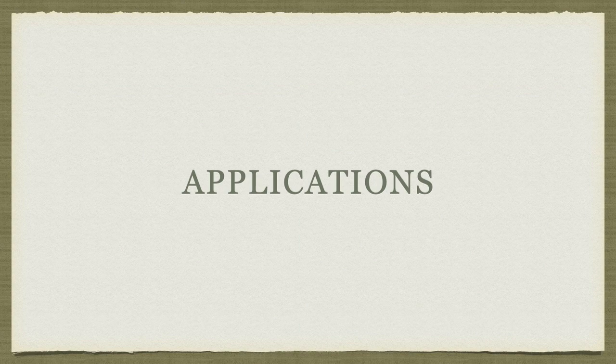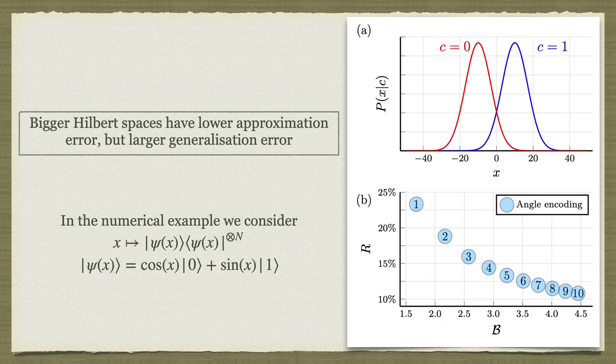Okay, let's now focus on some applications of our theory. We first check the prediction that bigger Hilbert spaces have lower approximation error, but typically larger generalization error. We performed a simple numerical experiment where data of two different classes, C0 or C1, are Gaussian distributed. We use a simple embedding called angle encoding, extended by taking n copies. We then numerically showed that the approximation error exponentially decreases with n, while the generalization error increases with n more slowly, as shown in this picture where the number of qubits n is shown within each circle. This is consistent with our theory.